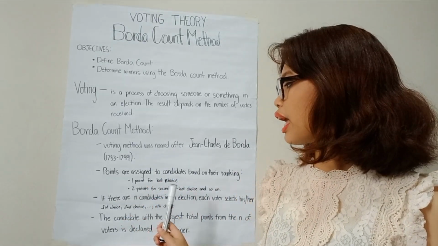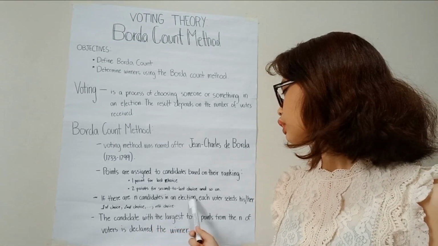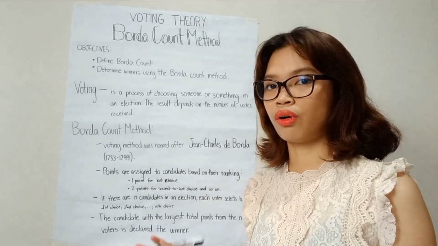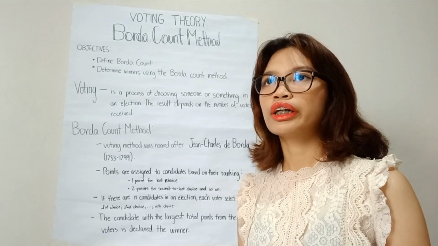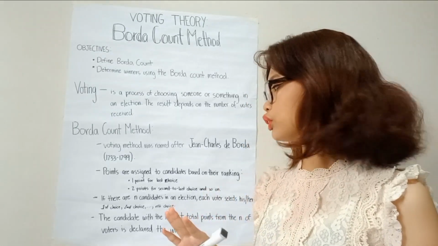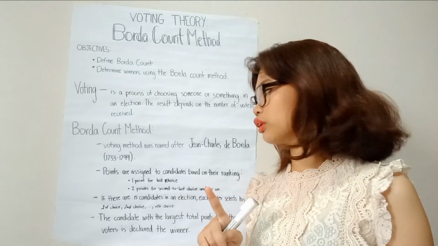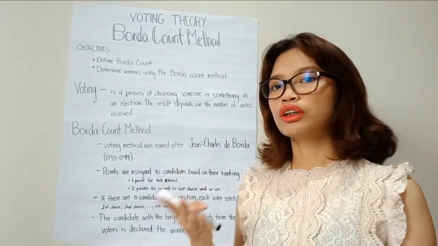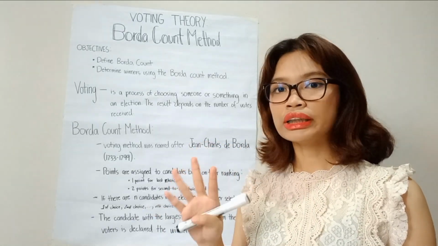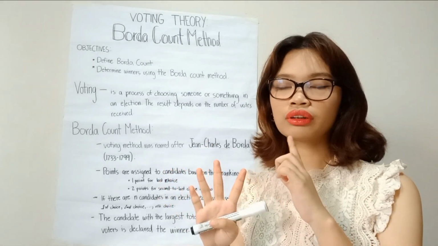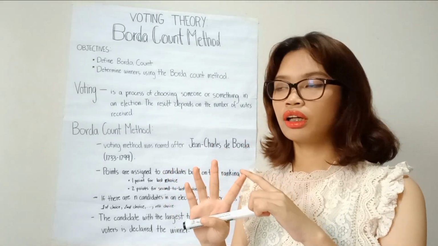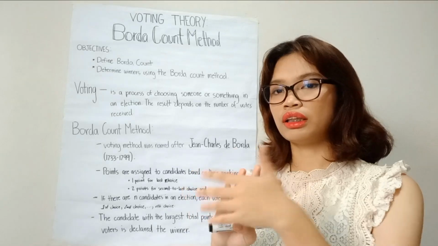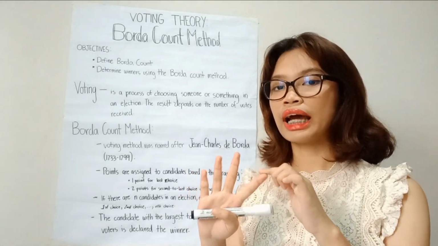So if there are a number of candidates in an election, each voter selects his or her first choice, second choice, and so on. For example, if there are 4 choices in an election, one voter should pick his first choice, second choice, third choice, and fourth choice. If you have 4 choices, the last choice will receive the 1 point, the least points in the election.